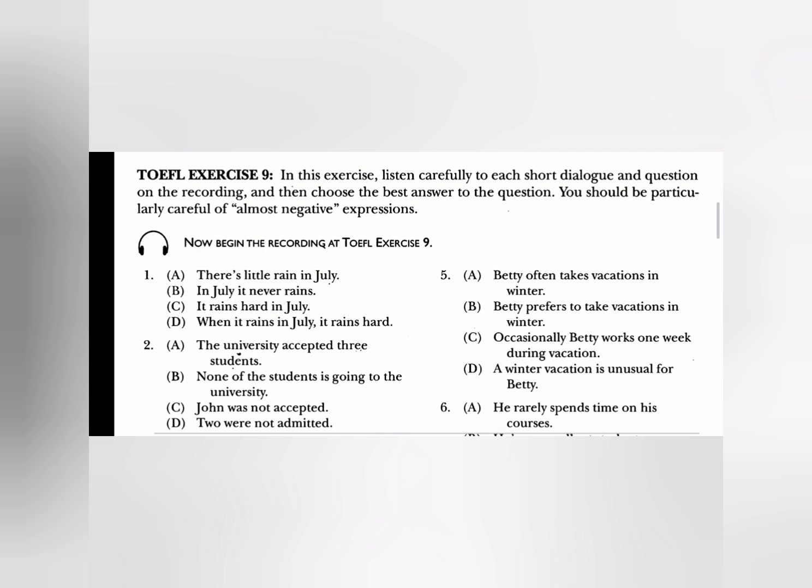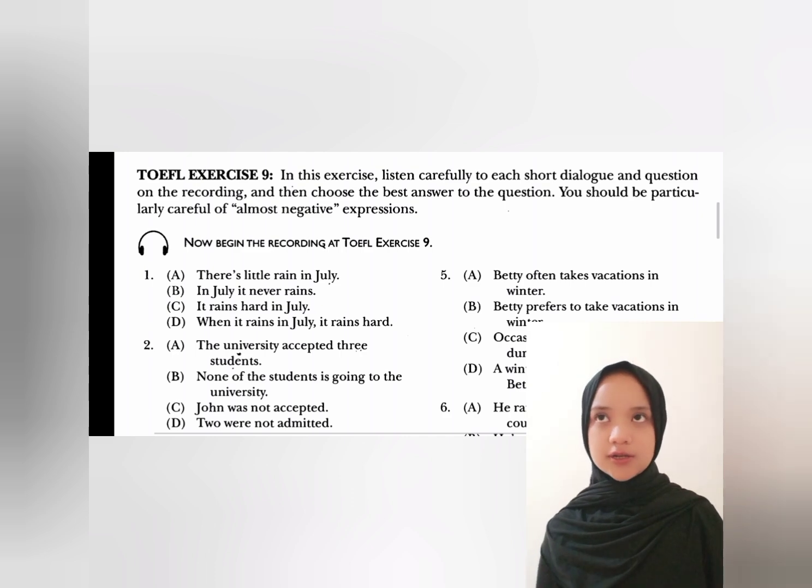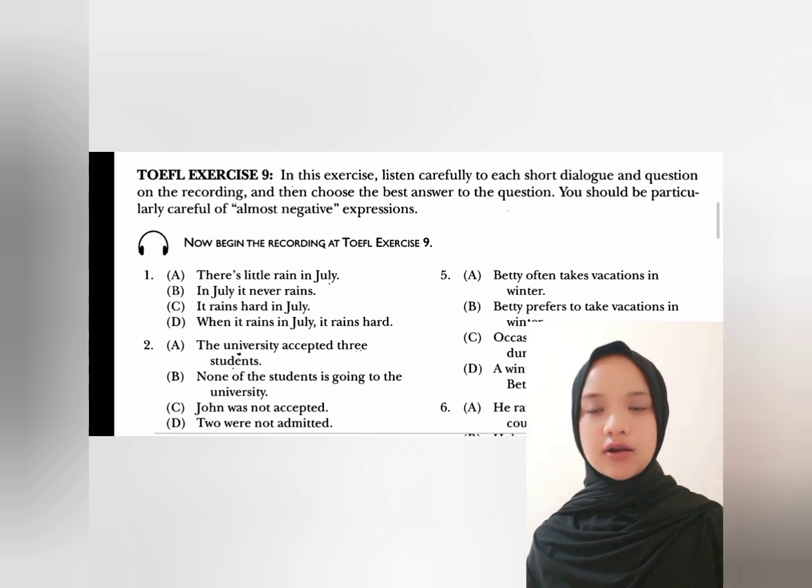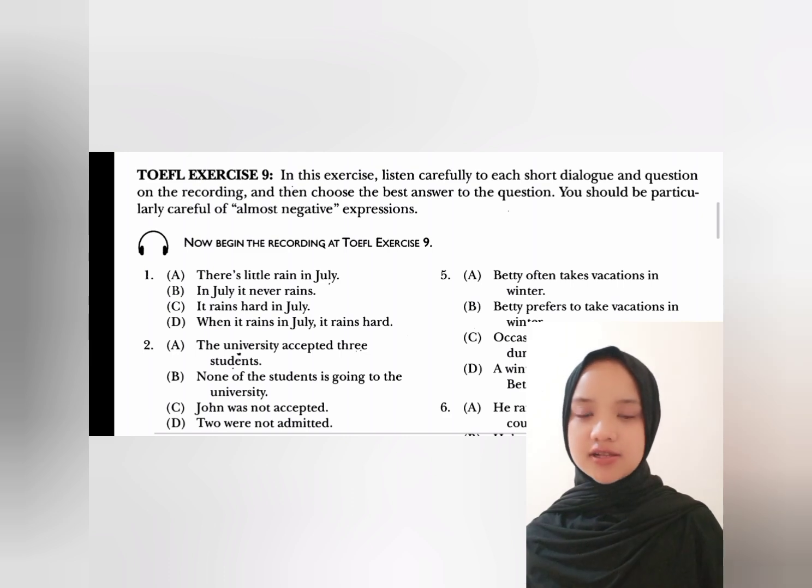Okay, the correct answer for skill 9, number 1 is A. There's little rain in July, because the key phrase in the dialogue is hardly ever rains. This expression indicates that it rarely rains in July, which is the same as saying there is little rain during the month. And for skill 9, there are general strategies.